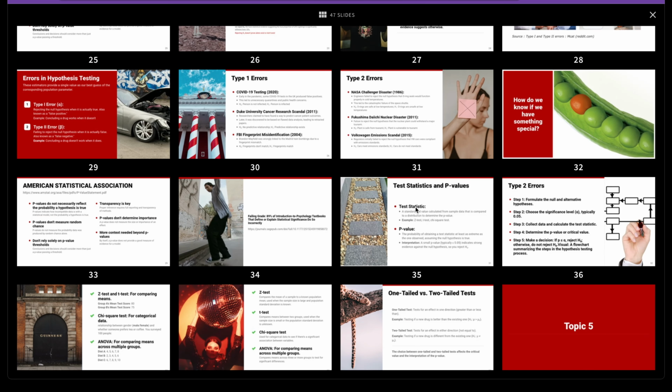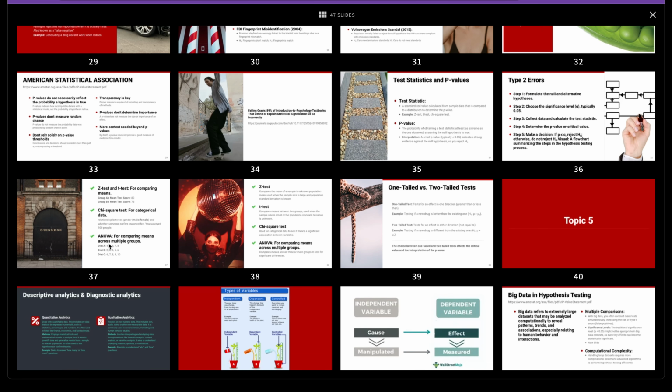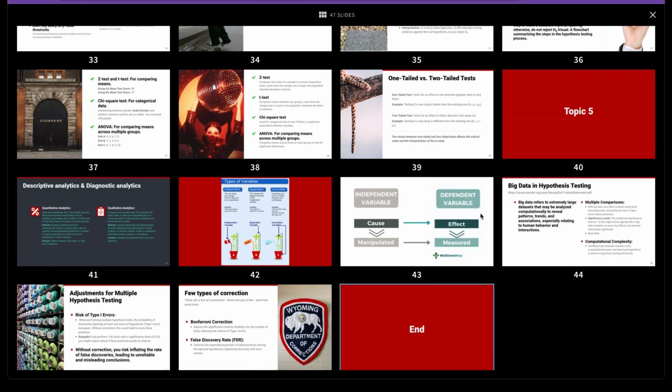A test statistic is just: is it a t-test? Is it an ANOVA? How are we testing our data? Remember, a z-test and t-test are for comparing means. A chi-square is for comparing categorical data. ANOVA is for comparing means between multiple groups. Then there are independent and dependent variables.